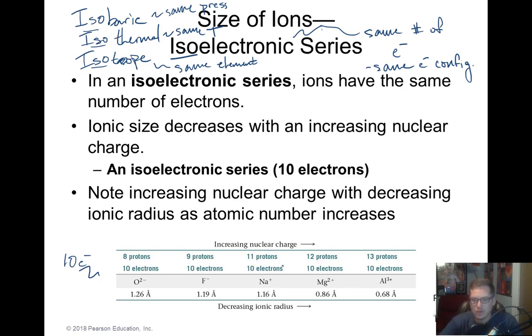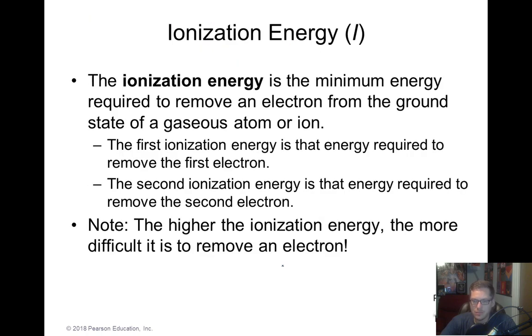So when you're looking at ions that all have the same number of electrons, you have to think about their effective nuclear charge. That's the isoelectronic series. Now we've got ionization energy. Ionization energy is defined as the minimum energy required to remove an electron from the ground state. You're thinking about how much it takes to remove an electron from that ground state.